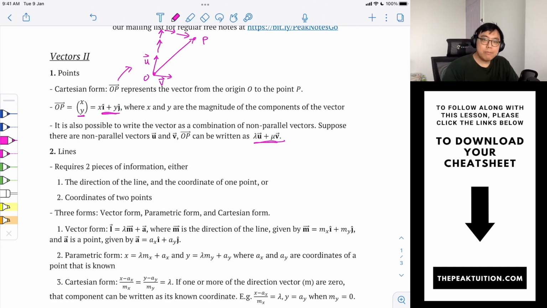The reason for the non-parallel condition is that if they are parallel, you can only access points in that direction. But because they are non-parallel, you can access the entire 2-dimensional space. In the case of 3-dimensional space, we need a combination of 3 non-parallel vectors, written as maybe lambda, mu, and gamma, with a third vector w, if it's 3D.